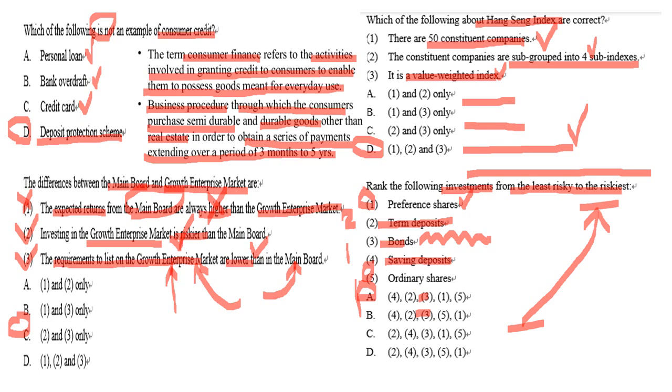Next, about Hang Seng Index. There are 50 constituent companies. Yes, correct. Constituent companies are grouped into 4 sub-indices. Let us look at this. We say FPPI. That means the shares grouped in the 4 sub-indices belong to finance companies, property companies, public utility companies, and industry and commerce companies. For public utilities, it's quite safe.